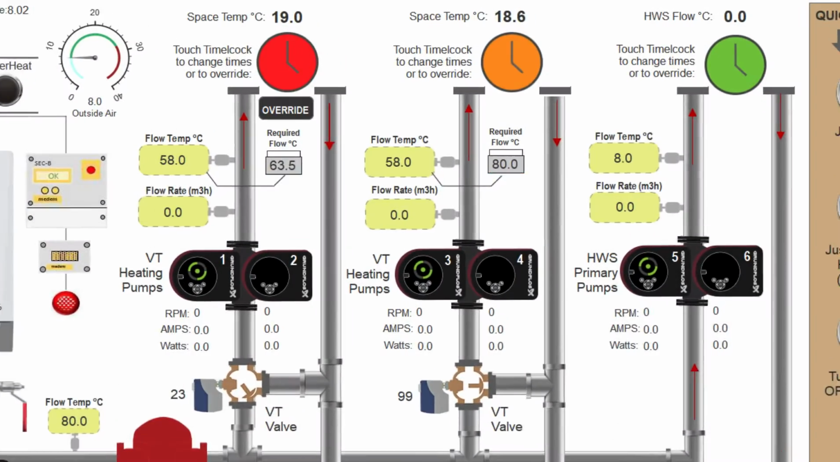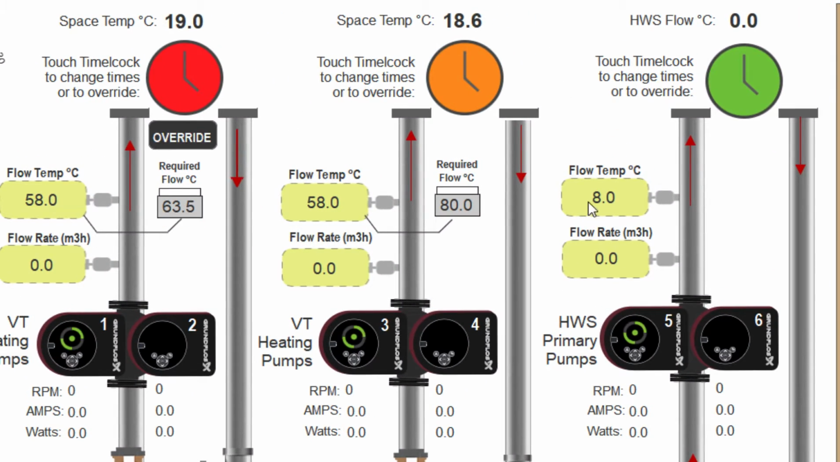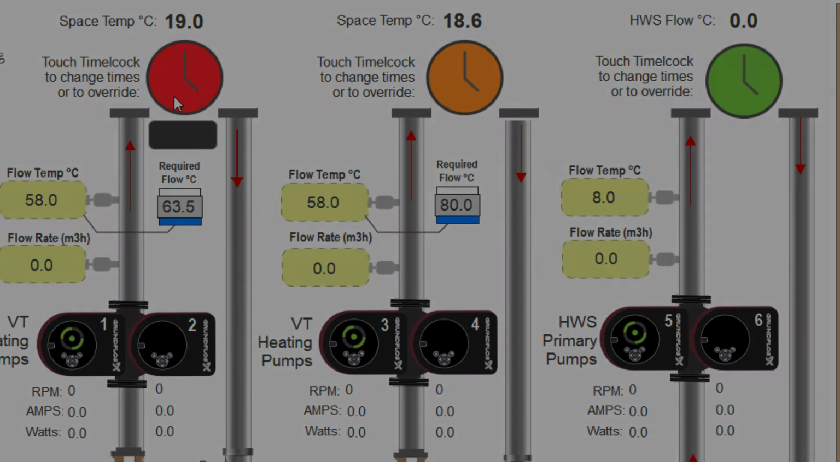The time clock icons above each circuit change color depending on system conditions. When the clock icon is green, the time schedule for the circuit is in occupancy. If the icon is orange, the circuit is in an optimum start mode. This means the circuit has started to heat up the zone to the correct temperature before occupancy. If the icon is red, the circuit is in override mode. When in override, a text indicator will also flash underneath the time clock icon.